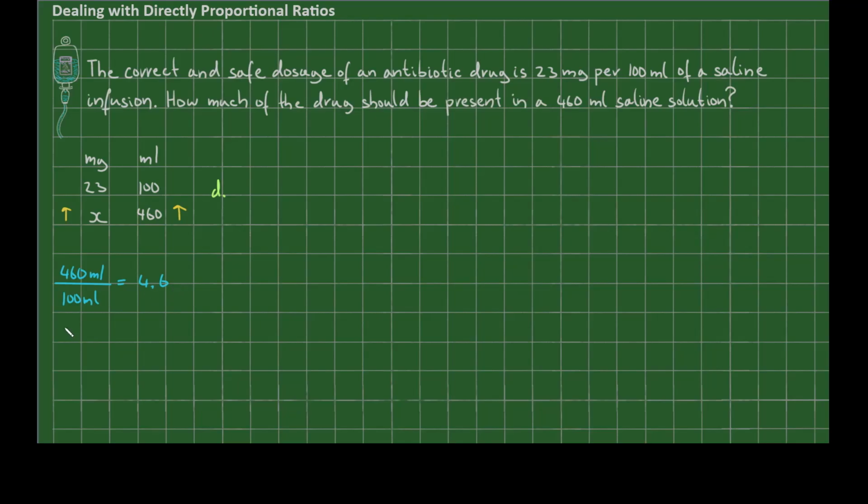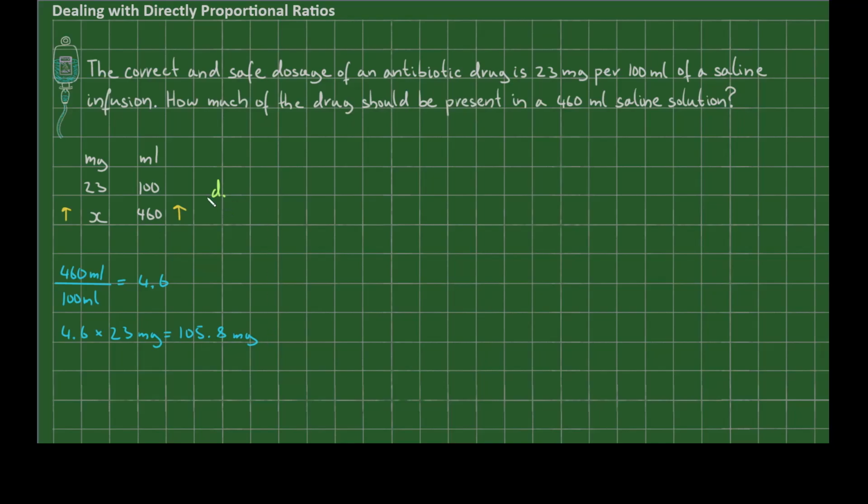And now I can take this factor and multiply it by the amount of milligrams. And that will give me 105.8 milligrams. Now I could say that a 460 milliliter saline solution should contain 105.8 milligrams of the drug. Let me look at another way to solve this problem.